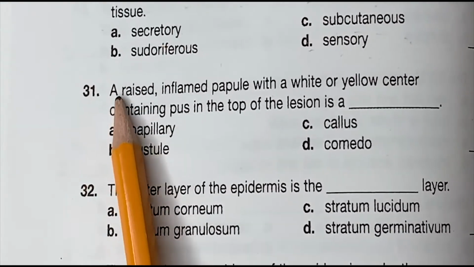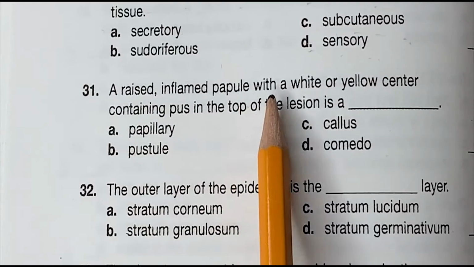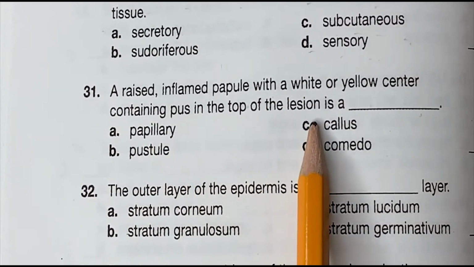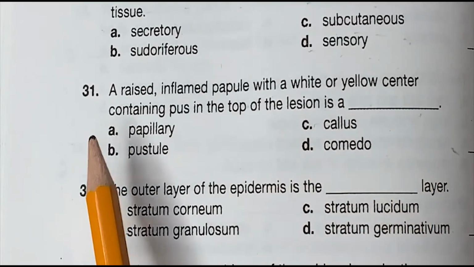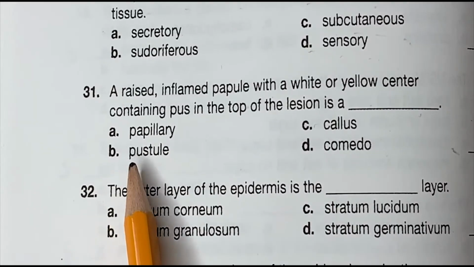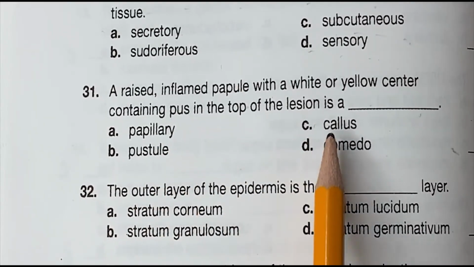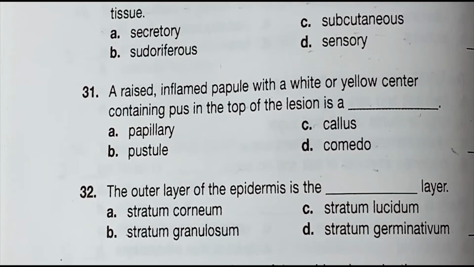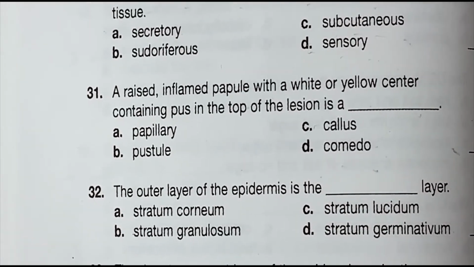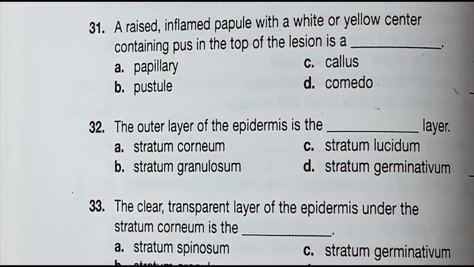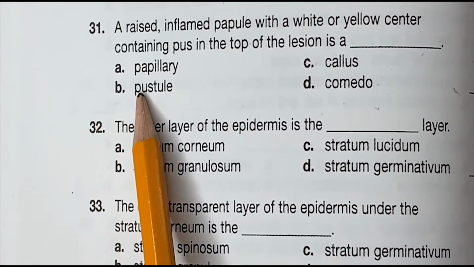31. A raised inflamed papilla with a white or yellow center containing pus in the top of the lesion is a blank. Is it A, papillary, B, pustule, C, callus, or D, comedone? And your correct answer is B, pustule.